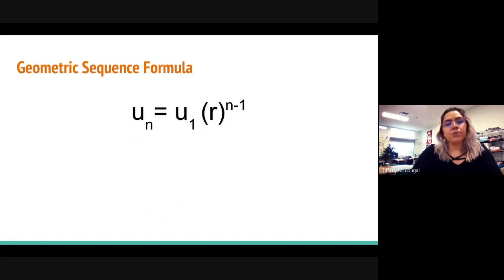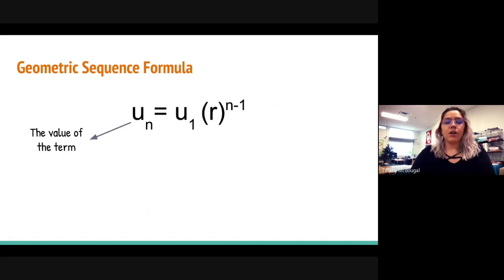And now we have our geometric sequence formula. This is the reason why it's so important that we make sure that our R is in terms of multiplication, because if you put that R is divide by 2, it won't work whenever we are doing this formula. So let's break down this formula bit by bit. Hopefully some of these variables look familiar.